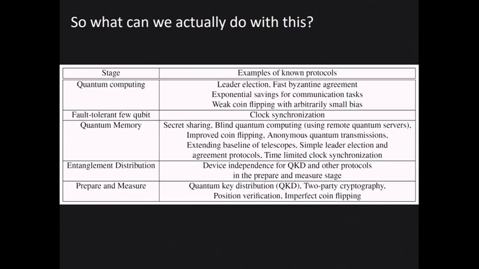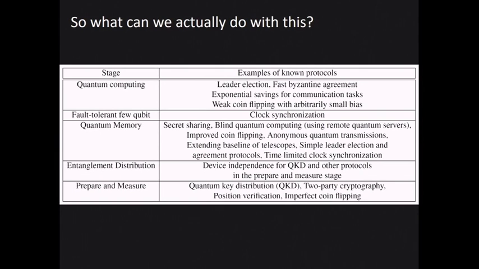All right. Let me now say a little bit about what quantum networks can do. This is not an exhaustive list, but there are several known applications of a quantum internet that go beyond quantum key distribution. The most famous one, quantum key distribution, can be realized in this prepare and measure stage. There are a few other tasks here, for example, certain two-party crypto tasks like identification and position verification, and some other protocols that fit in here.